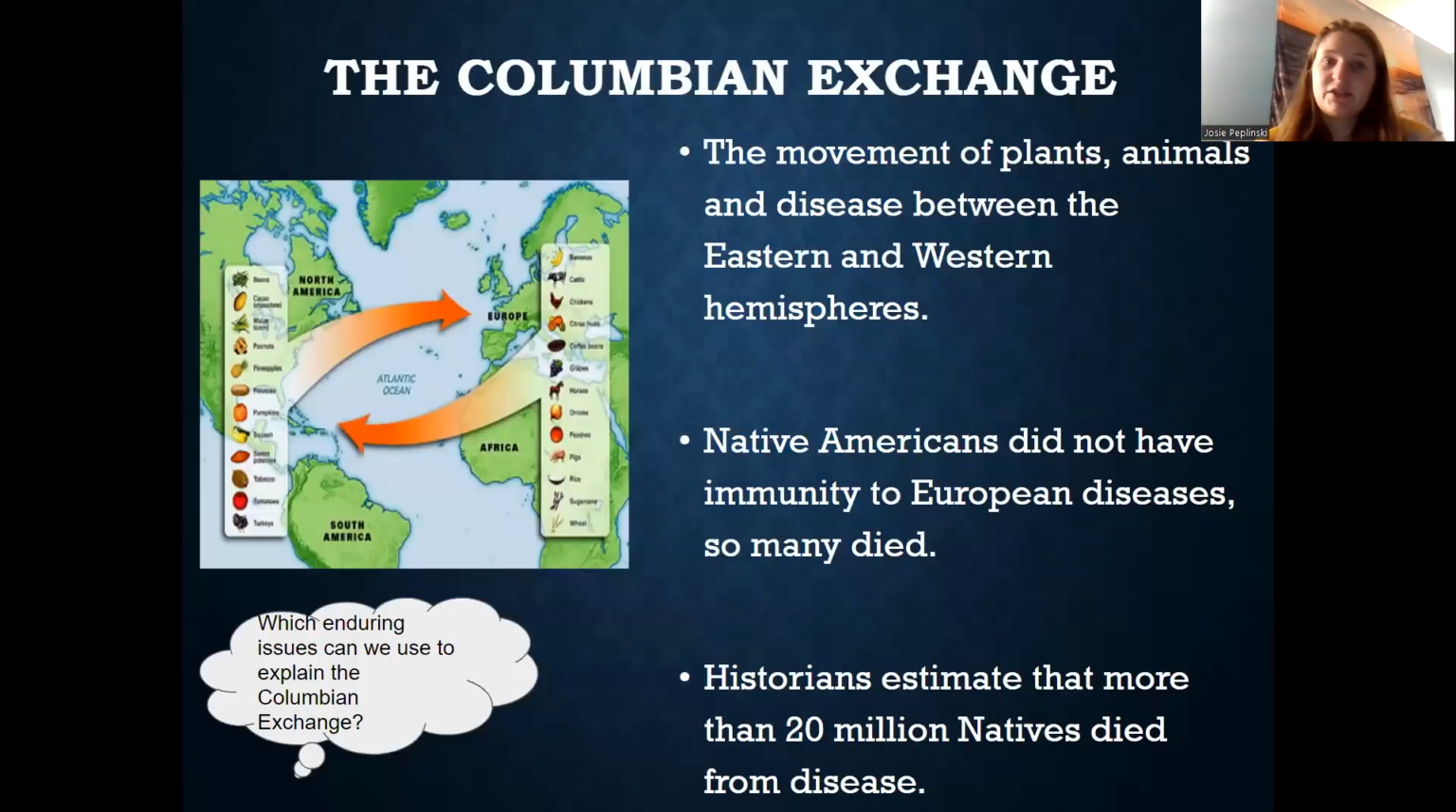We're going to jump right into the content here with the Columbian Exchange. So in my last lesson, we began looking at the Columbian Exchange. I asked you to draw it from memory, see if we have any pre-knowledge of what this entails. And then we reviewed that this is the movement of plants, animals, and disease between Eastern and Western hemispheres. So the Eastern hemisphere being the Americas and the Western hemisphere being Europe and Africa.